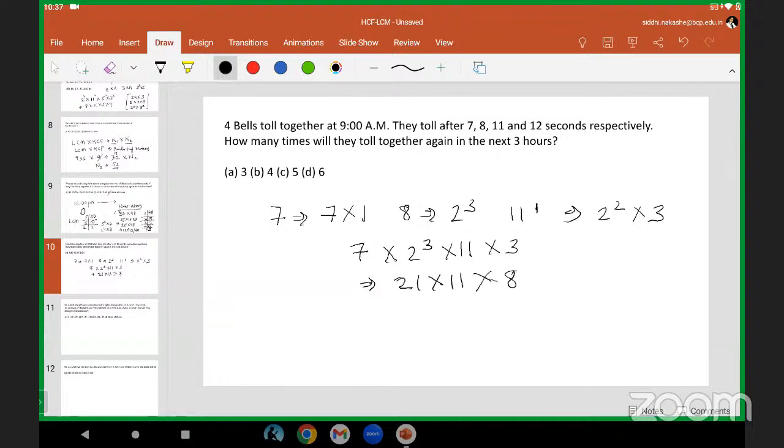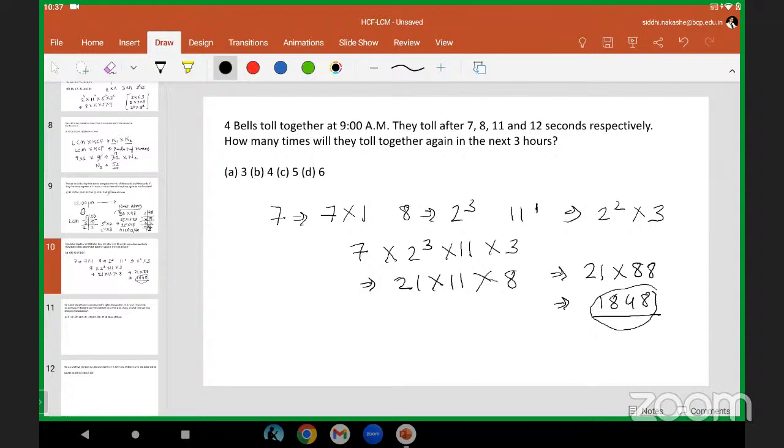11 into 8. So we multiply this, so we get 21 into 88. That is nothing but 1848. Fine. So they have asked how many times will they toll together. So now if they toll together after this amount of time, like this in seconds, right?